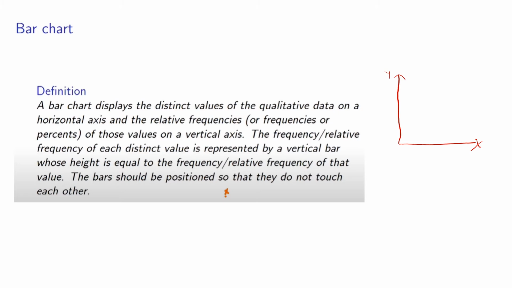The frequency or relative frequency of each distinct value is represented by a vertical bar whose height is equal to the frequency or relative frequency. The bars should be positioned so that they do not touch each other. Bars should have some distance. They should not touch each other.